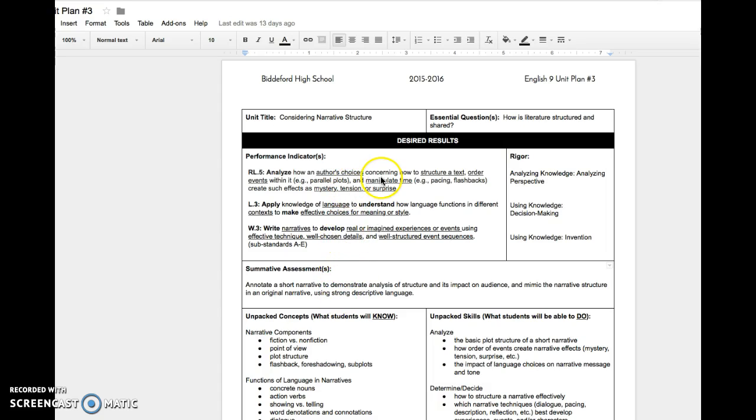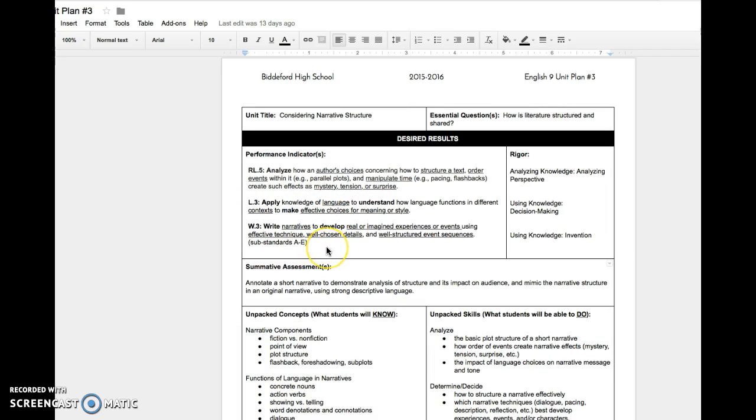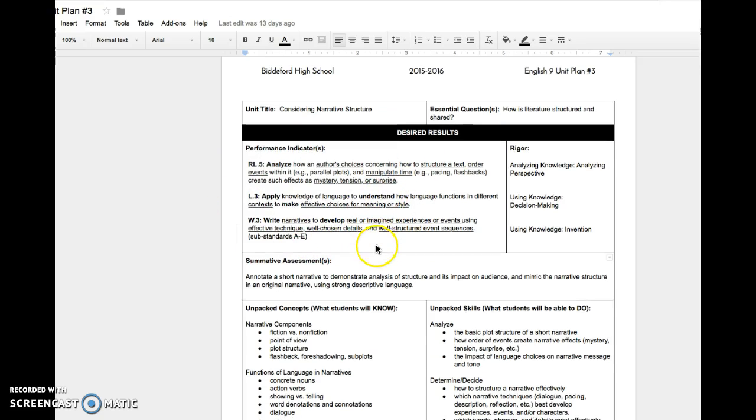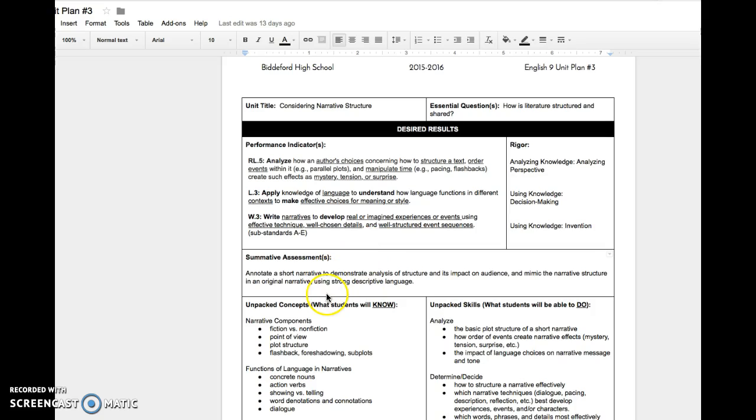So in this example unit for high school English, as a group on our curriculum map, we had agreed that we wanted to analyze the choices concerning style, write narratives, and just apply your understanding of language to be able to understand what you're reading and how it's structured and to be able to develop your own stories. So we'd already put these three together, and when we thought about how can we assess all three in an end of unit summative assessment, we agreed that we would have students annotate a short narrative, and that would have them demonstrate the analysis of structure.